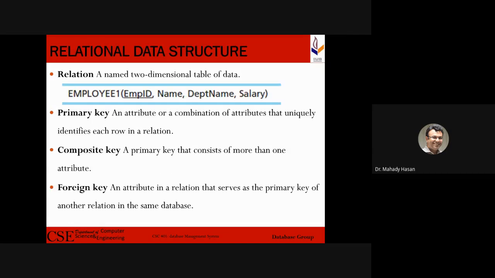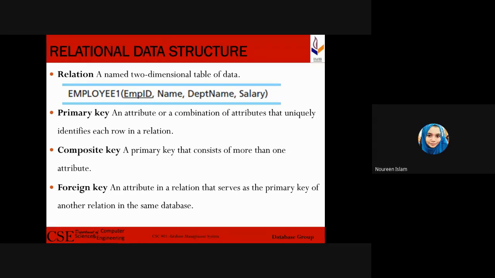So this is basically the relational data structure. First of all, a relation, as we have mentioned, is basically a two-dimensional table. In this case, you can see we have Employee 1 where we have employee ID, name, department name, and salary. The primary key is identified here; the primary key is employee ID. How can we identify this is a primary key?